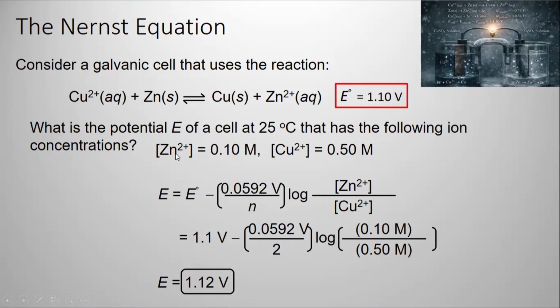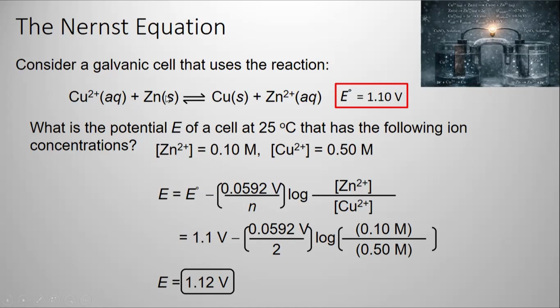Here is the concentration of the metal ions. Zinc ion is 0.1 molar, copper ion is 0.5 molar. Clearly, we're using the Nernst equation to determine the cell potential, as you see here. Plugging in all the information that we already have, all that's left is just doing the calculations, and our cell potential is going to be 1.12 volts. And this is a standard procedure to determine the cell potential using the Nernst equation.